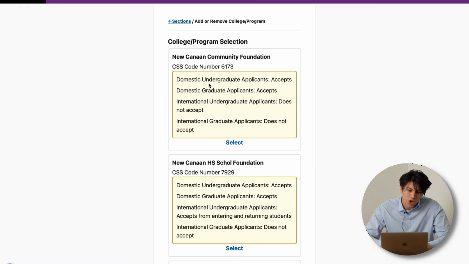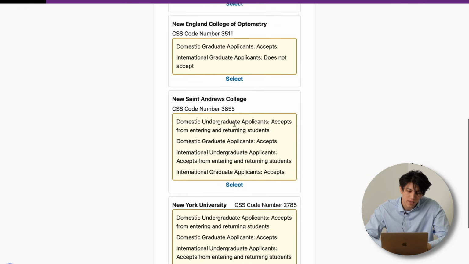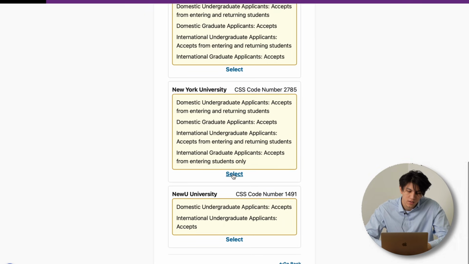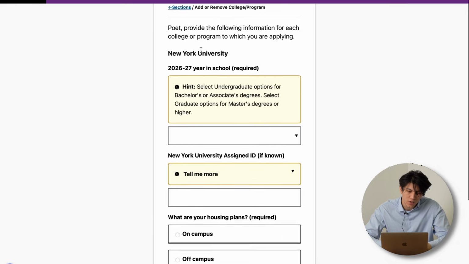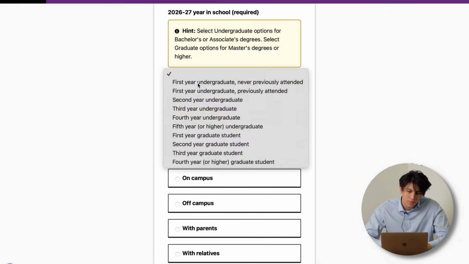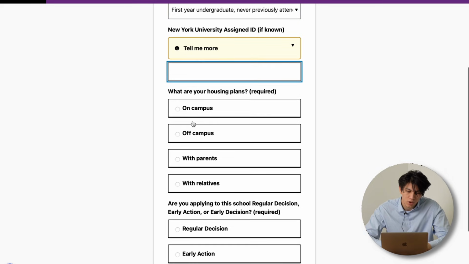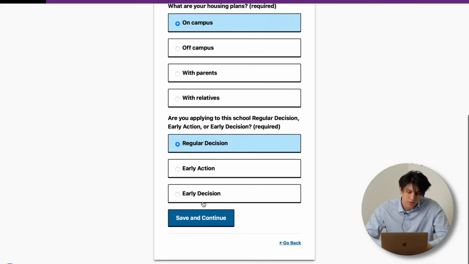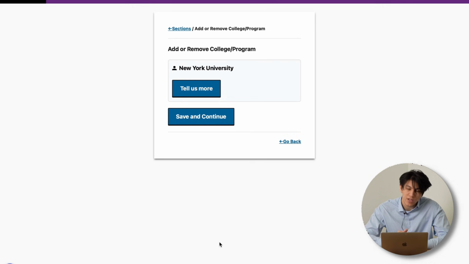Okay, so a new Canon Community Foundation has School Foundation. Okay. This one is New York University. So first year, never previously attended. Assigned ID, we don't have it. On campus, a regular decision. So you'll be putting that. That's easy. And then continue. You can always add more colleges after submitting to CSS profile too.